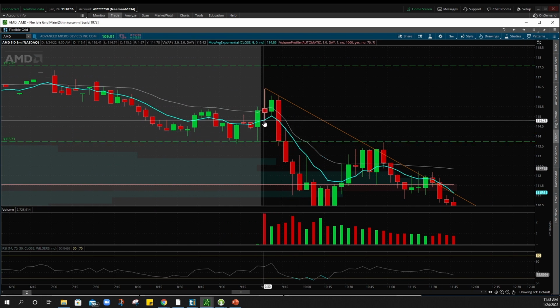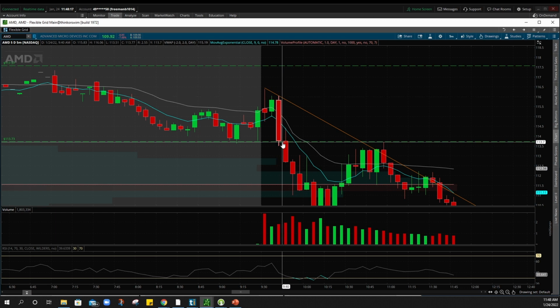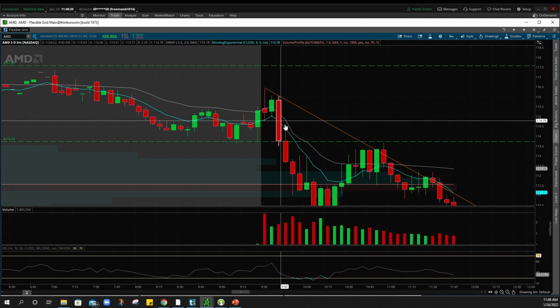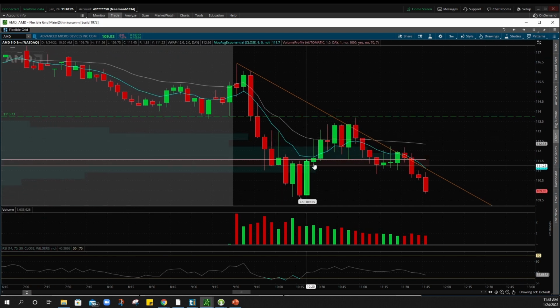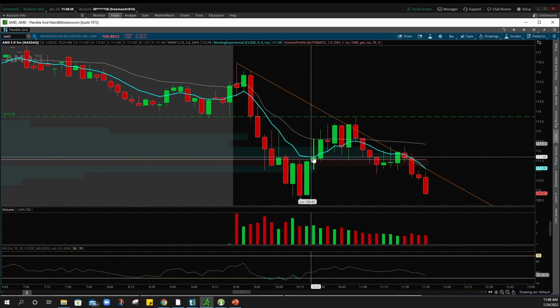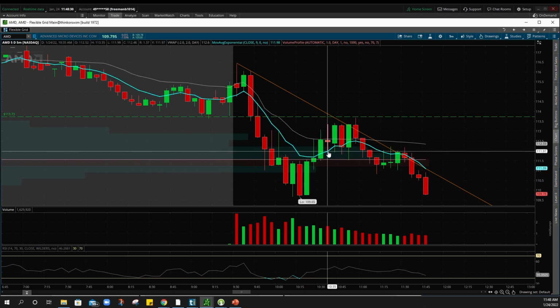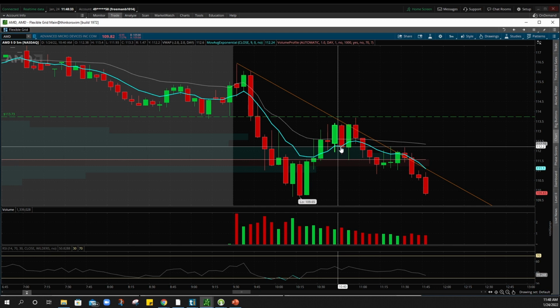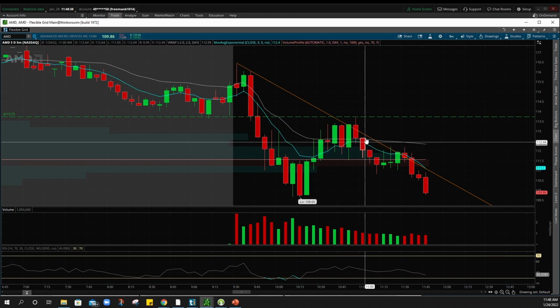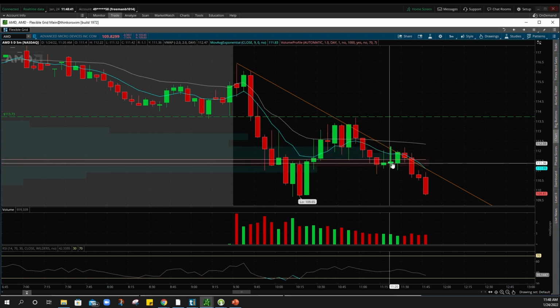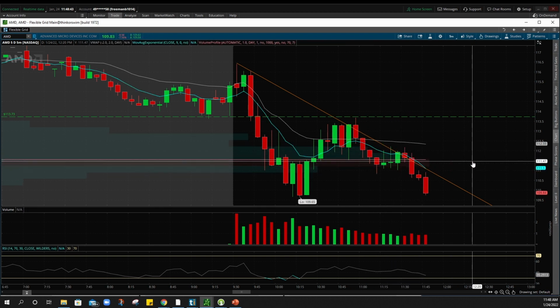9 EMA support, 9 EMA support. We lost it. Old support turns into new resistance. 9 EMA resistance, 9 EMA resistance. We broke above it. 9 EMA resistance turns into 9 EMA support, support, support. We lost it. Crack. What happens? Old support turns into new resistance, resistance, resistance. Just by using one indicator, the 9 EMA, we could see how many times that one indicator has been honored.